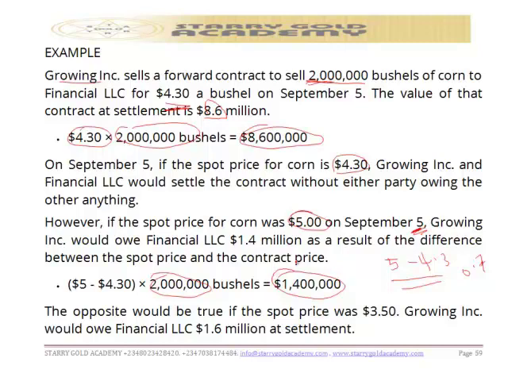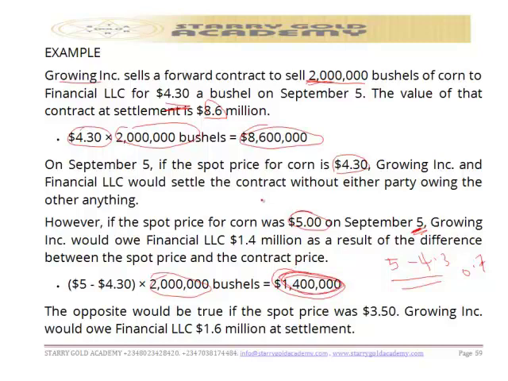So Growing Incorporation that sold the forward contract will deliver 2 million bushels of corn to Financial LLC at 4.30, but unfortunately for him, the price of the corn has increased to 5 naira. So he has no option. He needs to deliver the 2 million bushels to Financial LLC. So instead of selling the corn in the market at 5 naira per bushel and making 10 million, he will be obliged to sell it at 4.30 to Financial LLC and make just $8,600,000. So the LLC can now take it to the market, sell it at 5 naira and make 10 million. The difference between 8.6 million and 10 million is $1.4 million. That happens to be the gain Financial LLC will make and the loss Growing will make.